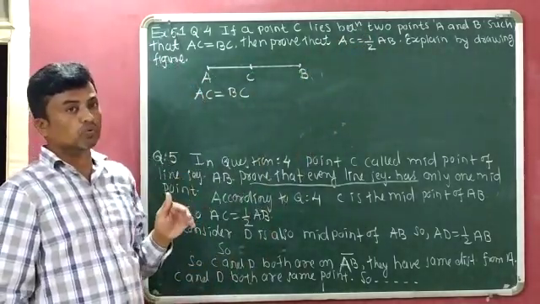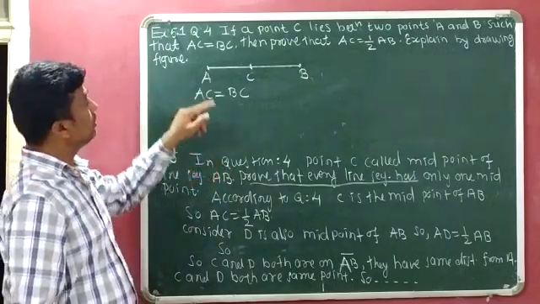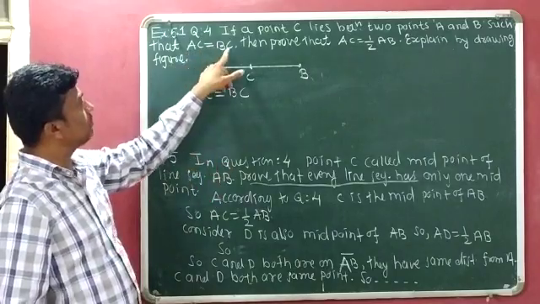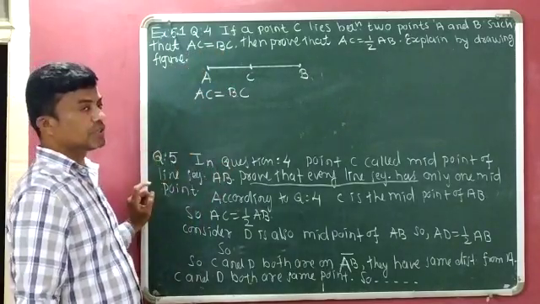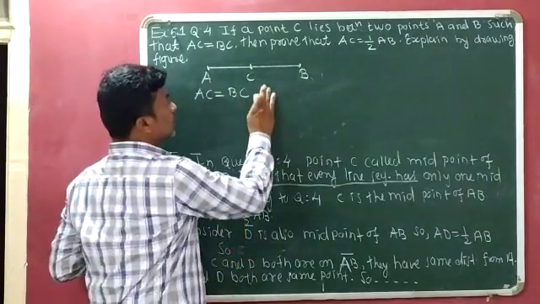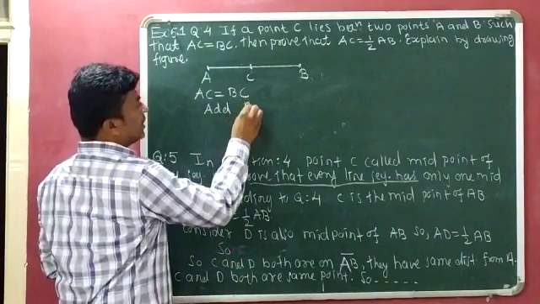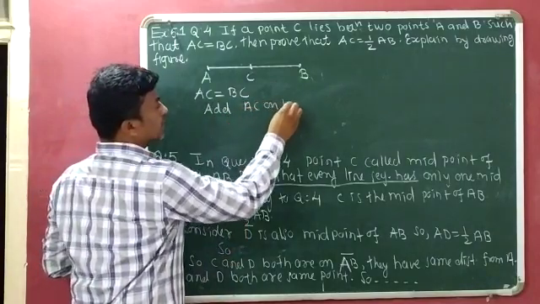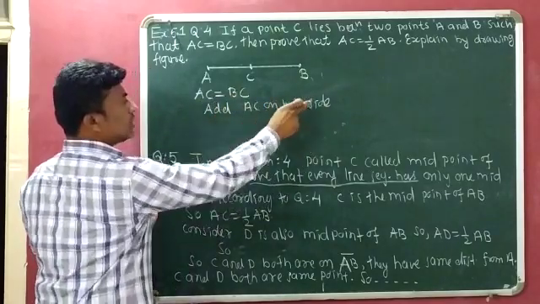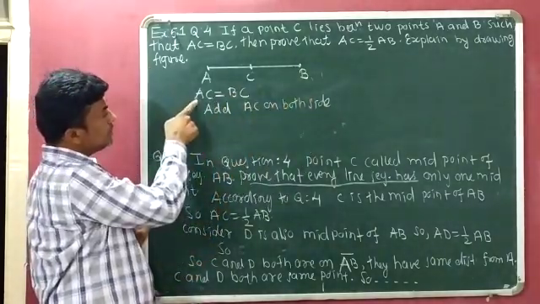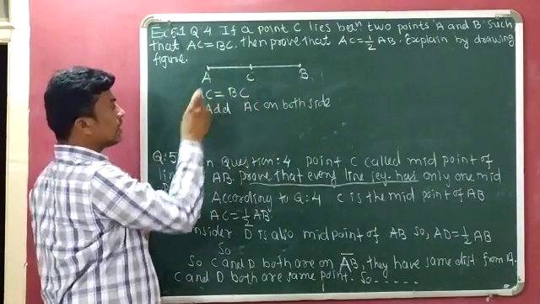For this proof, we have to write whatever is given in the question. See children, in the question AC is equal to BC is given to us. So AC is equal to BC. Now we will add AC on both sides. Add AC on both sides, means AC we have to add on this side and AC we have to add on this side also.